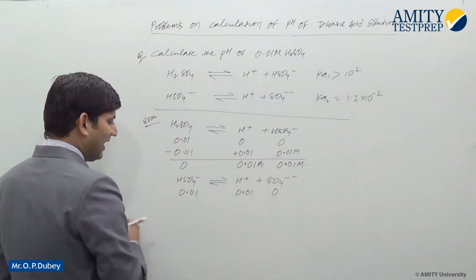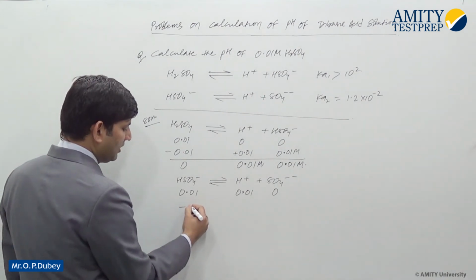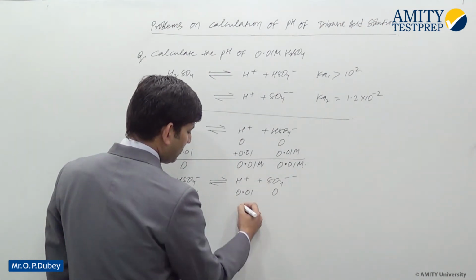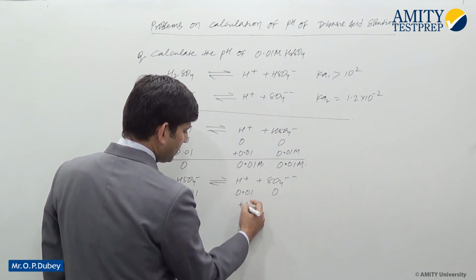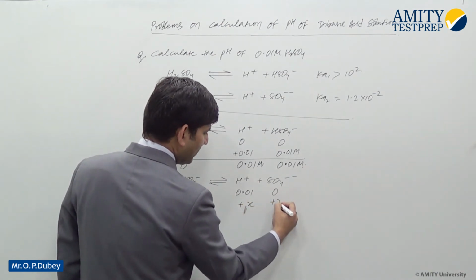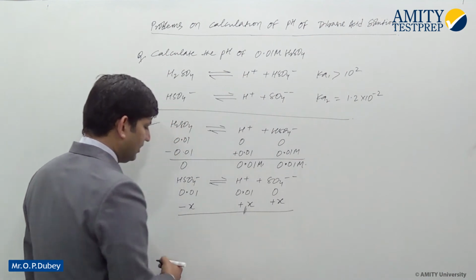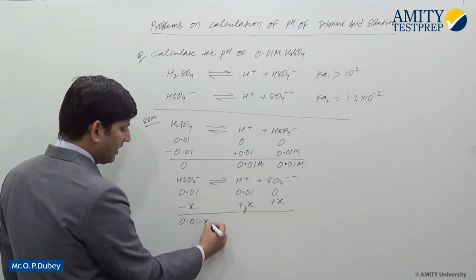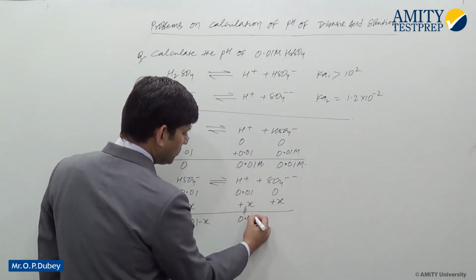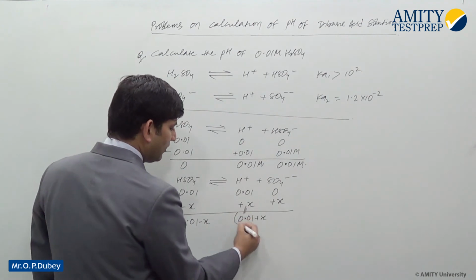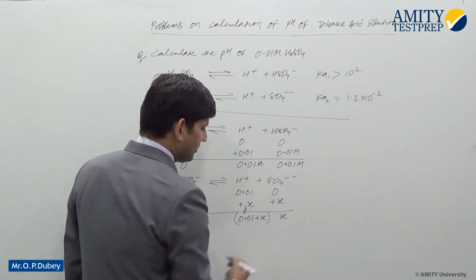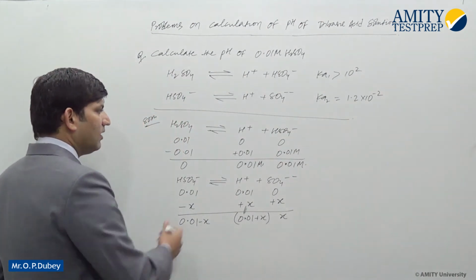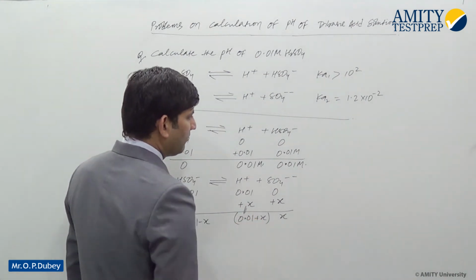If it is assumed that HSO4 minus dissociated X out of 0.01 M, then the H plus formed in the solution in the second step is plus X, and the SO4 2 minus forms plus X. In the aqueous solution, the HSO4 minus remaining is 0.01 minus X. The H plus ion in the solution becomes 0.01 plus X. SO4 2 minus is X. And the second dissociation constant is given, from which we can calculate the value of X.